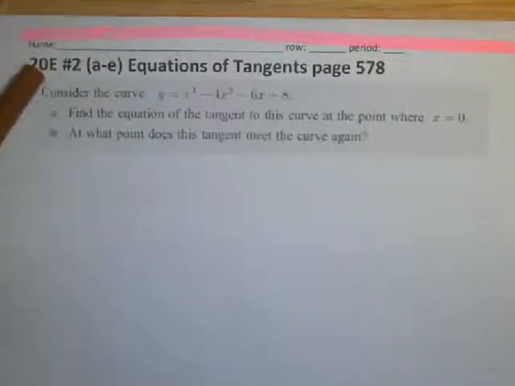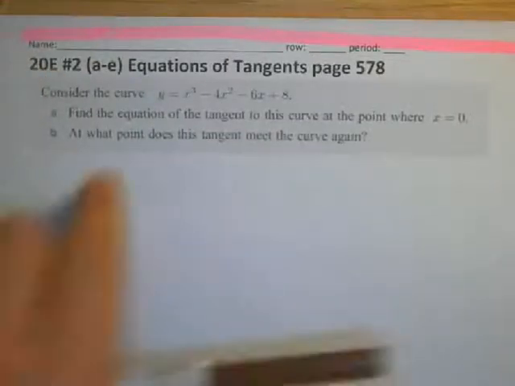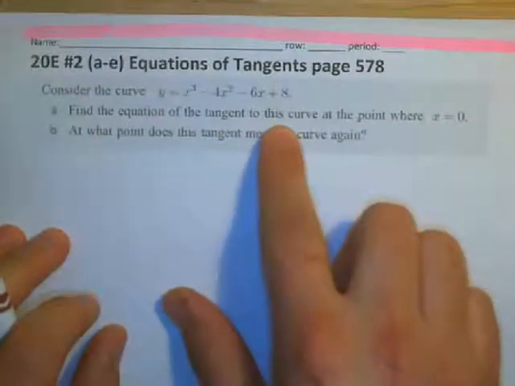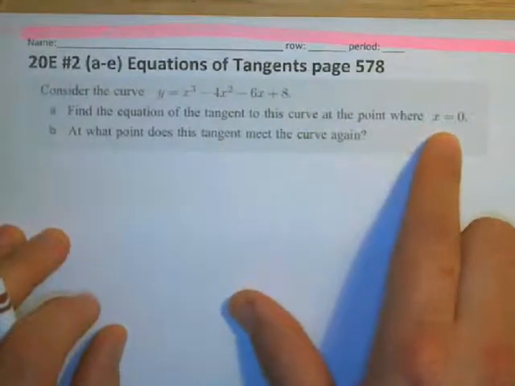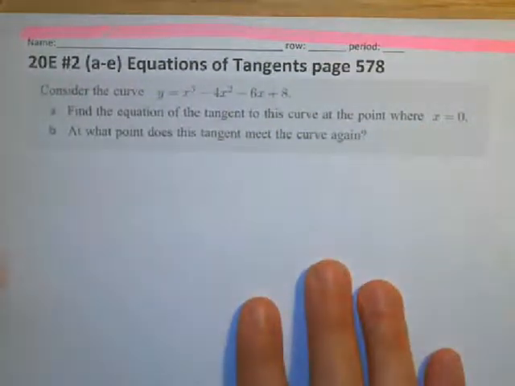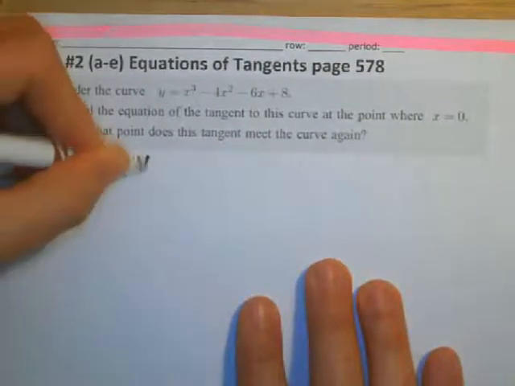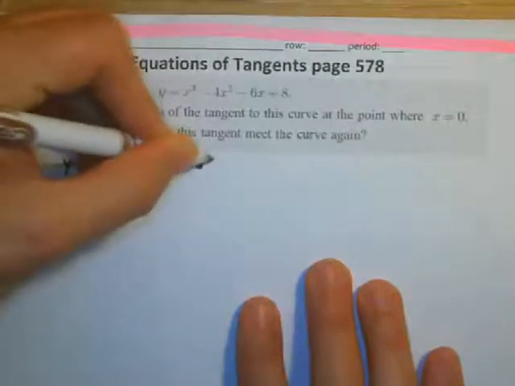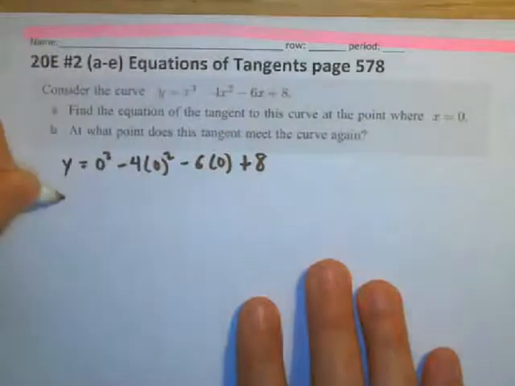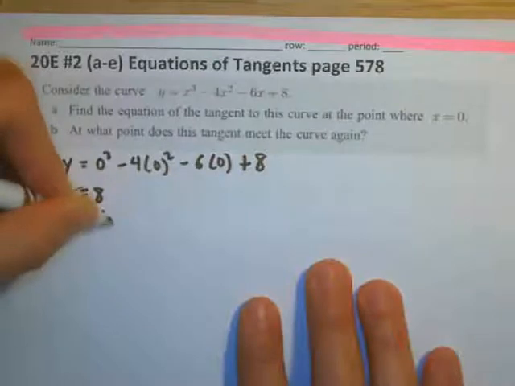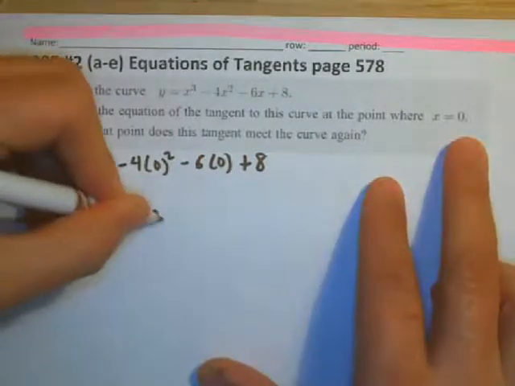Questions 20E part number 2. Let's do this example. The homework is just like this. Find the equation of the tangent to the curve at this point where x equals 0. The first thing I need to know is the value of y when x equals 0. So y is equal to 0 cubed minus 4 times 0 squared minus 6 times 0 plus 8. Well, y is going to be equal to 8, so the point that we're concerned about is (0, 8).